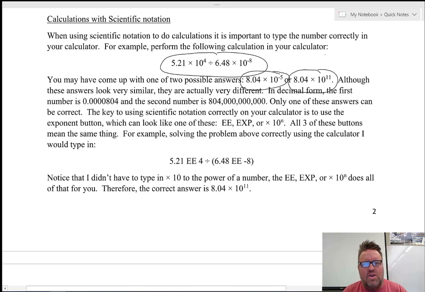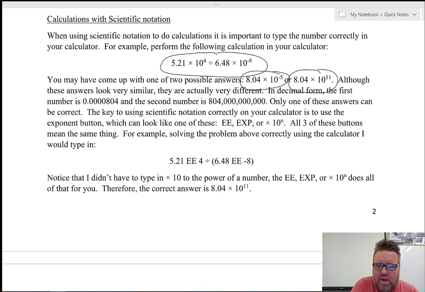The key to using a calculator correctly is, number one, don't use your cell phone. Get a regular calculator from Walmart. They're like $7, $8. You're going to be using it not just in this class, but in all of your other classes as well. Obviously, you cannot use a cell phone on a test, so you're going to need an actual calculator. Number two is finding the right button to use.